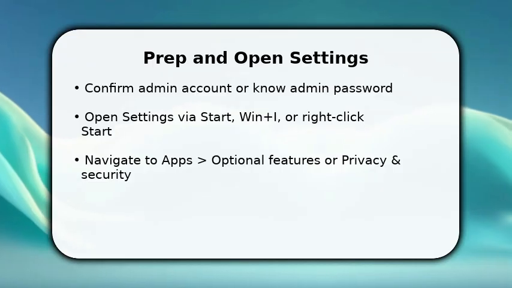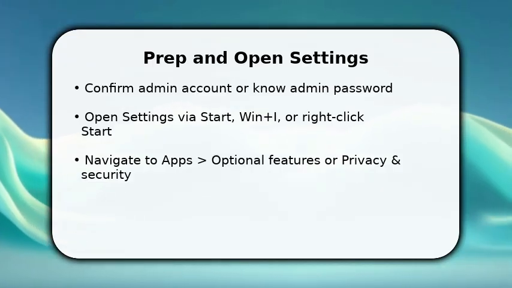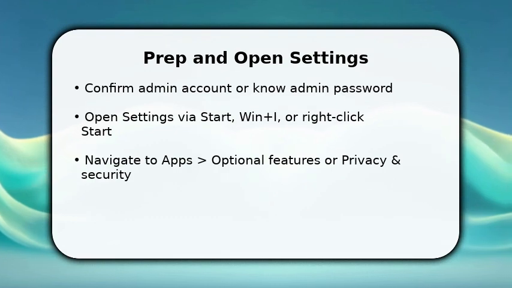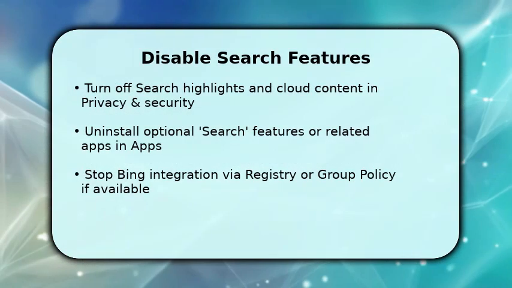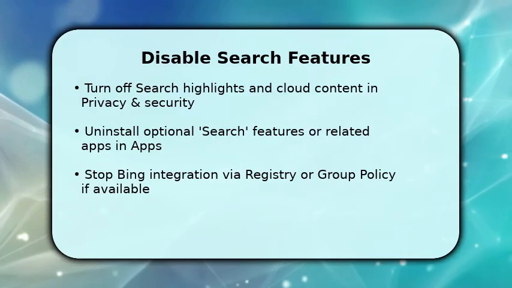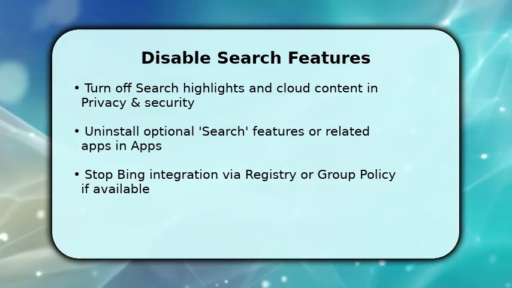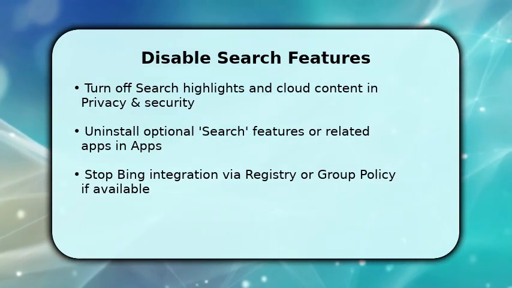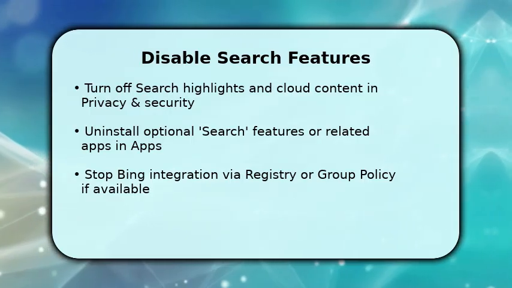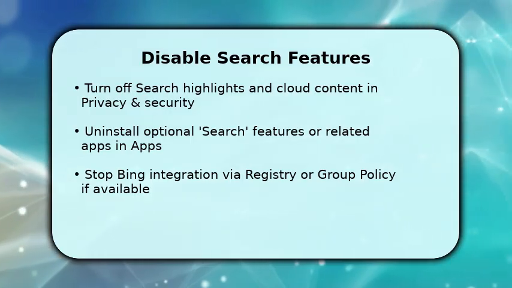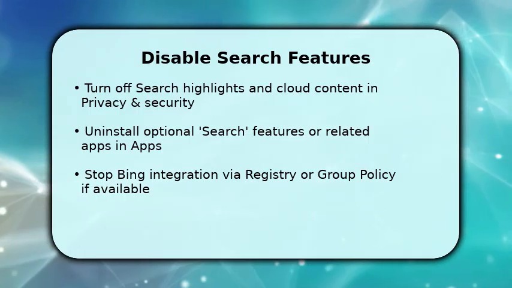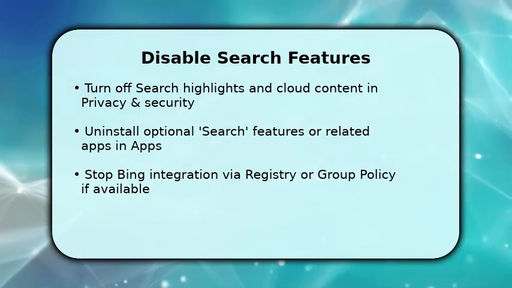Now that Settings is open, you're ready to target the search interface and system integrations that show results. Begin by disabling search highlights and cloud content under Privacy and Security. This removes online suggestions. Next, in Apps Optional Features, find and uninstall any search helper entries or third-party search utilities. That cuts local UI clutter.